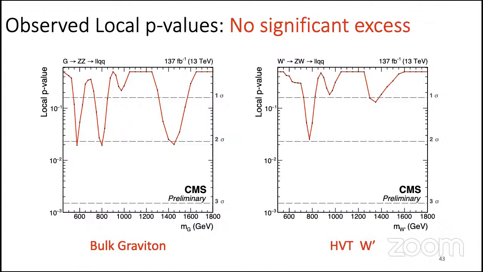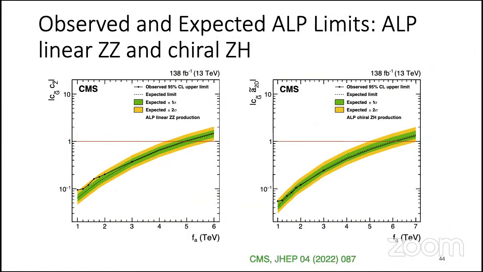As I said, no significant excess is observed. For the bulk graviton, the observation is not greater than 2 sigmas, and for the W prime it is not greater than 2 sigmas too, for the different values of the particles. And the results of the ALP can be shown in the couplings in the EFT model and as a function of the FA scale.